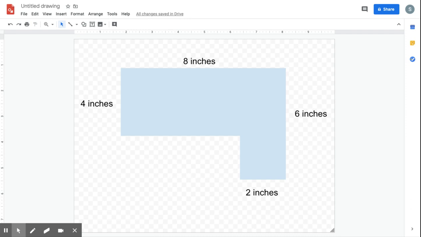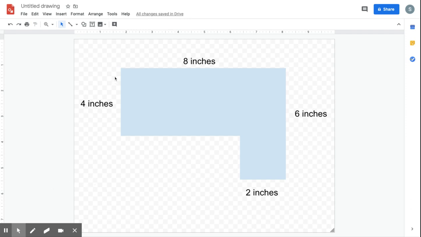Hi guys, welcome back. My last video had to do with area and perimeter with just a regular standard shape. I did it with a rectangle. This time we're going to talk about area and perimeter with a composite shape.